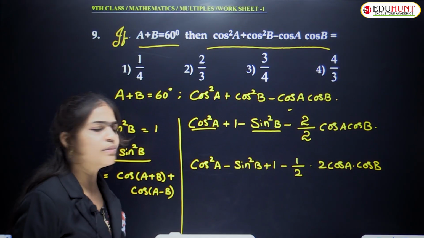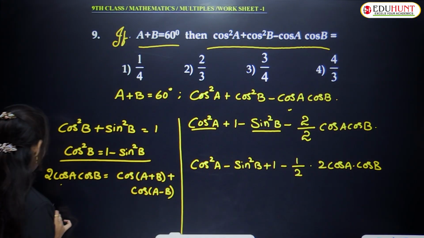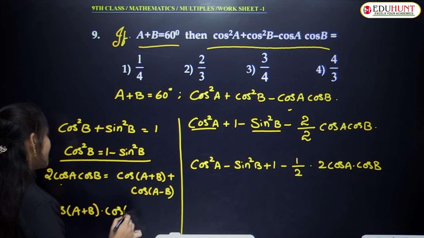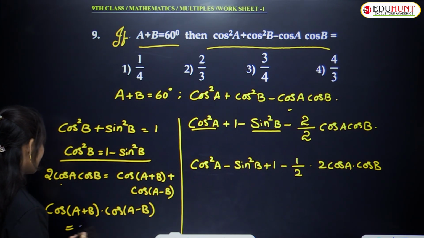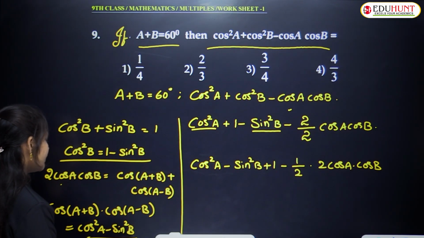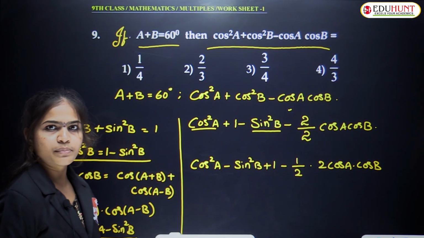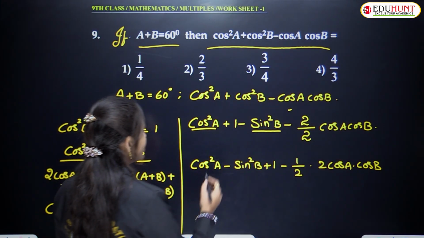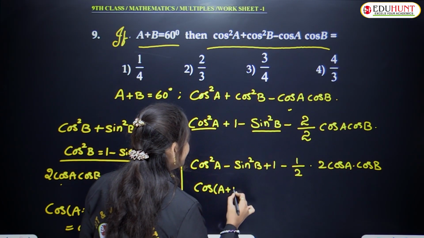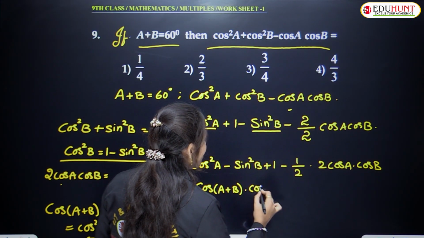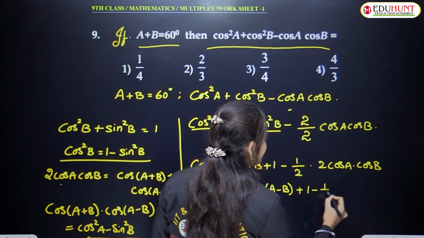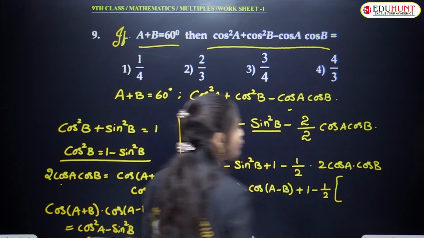Okay, so this is the formula for cos of a plus b into cos of a minus b, which is equal to cos square a minus sin square b. We know this formula, right? So cos square a minus sin square b we can write as cos of a plus b into cos of a minus b plus 1 minus 1 by 2 into 2 cos a cos b.